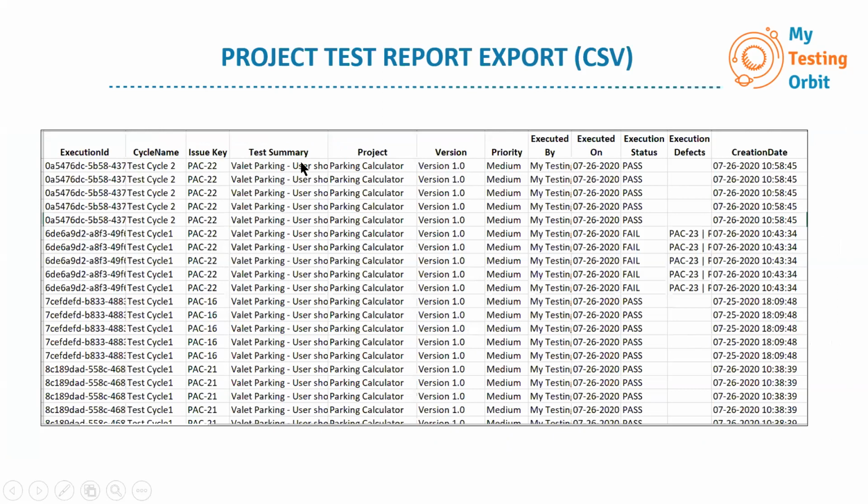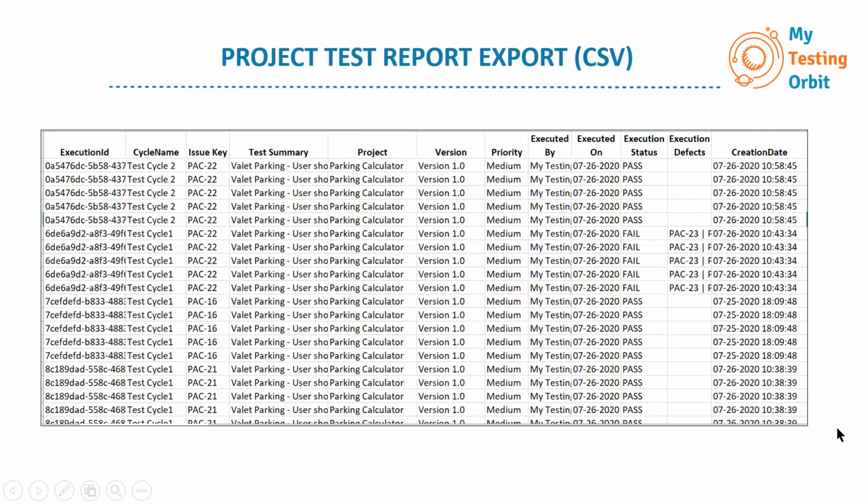Then what was the test summary? This is the title. Then what was the project, what was the version, then the priority of those issues, who executed it, when it was executed, and what was the status of execution, like how many were passed and failed, and for the ones which failed, what were the defect IDs which were raised. And then of course when it was created. So all these details are there.